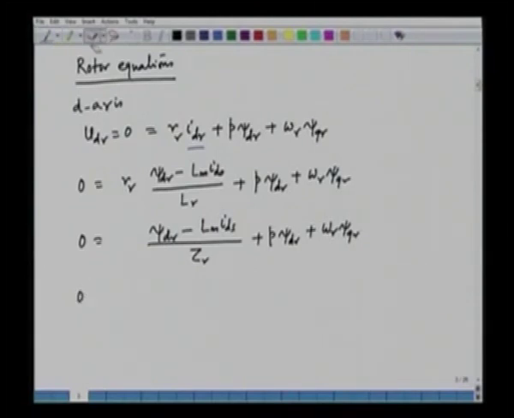or we can say that P psi dr is equal to minus of 1 by tau r psi dr plus Lm by tau r into Ids minus omega r psi qr. So this is the equation in the d axis.